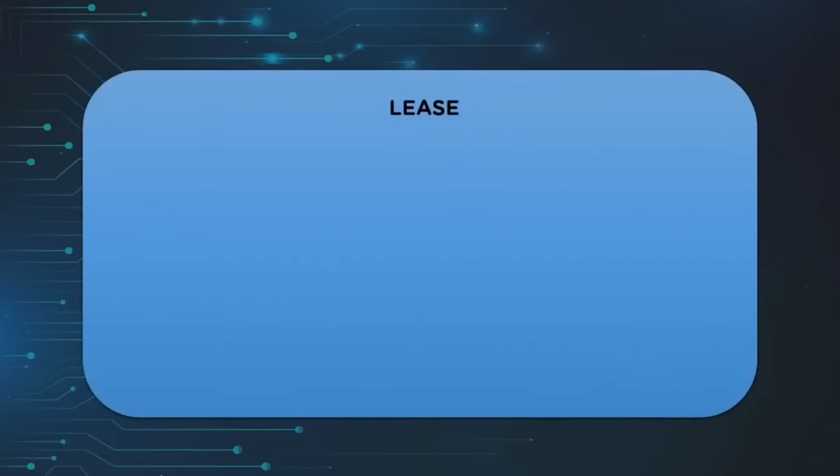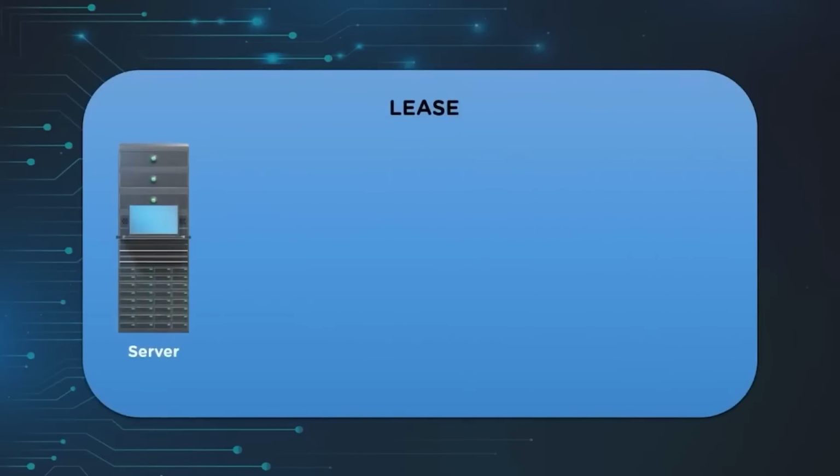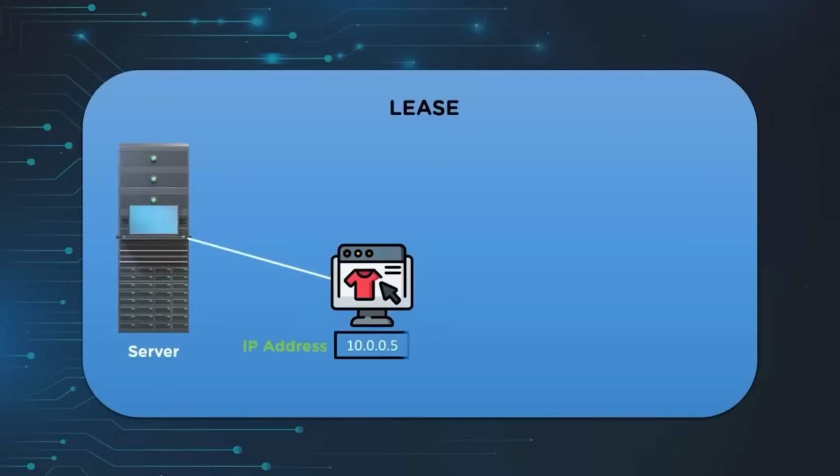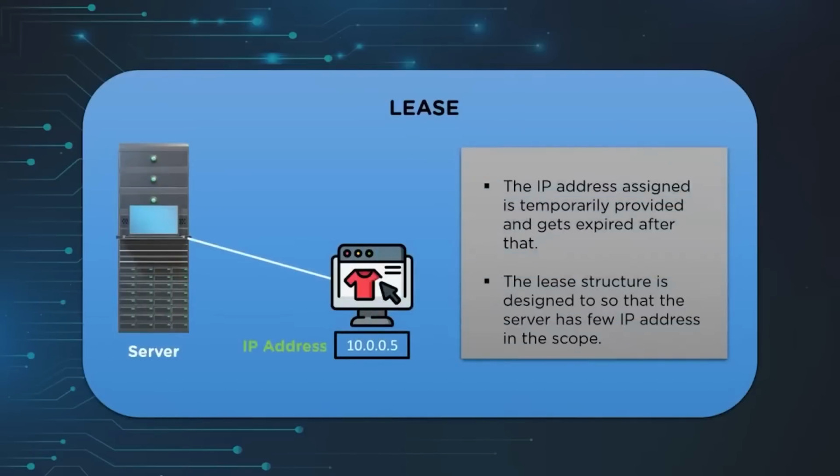Next we have lease. This setting of the DHCP server is designed to prevent the hoarding of IP addresses by a single device. This is done by assigning an expiration date to the leased IP address so that the DHCP server has some minimum addresses left for the client device.